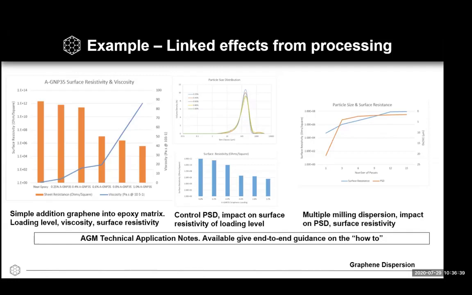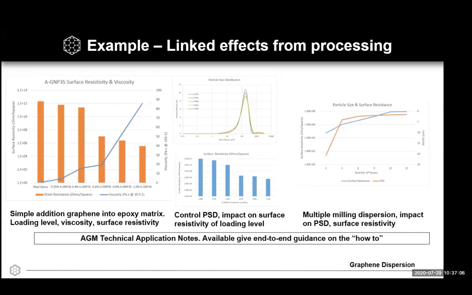So this is with very high surface area material on the left-hand side. Viscosity needs to be managed, as we talked to before, in terms of loading level. And the bars on this chart are around sheet resistivity, surface resistivity, or conductivity. And with loading level, we can see a nice reduction in resistivity with loading level.